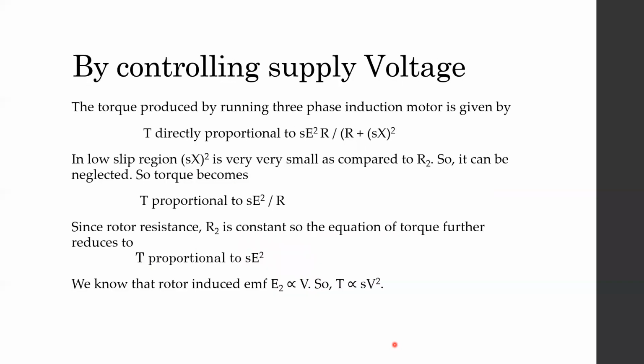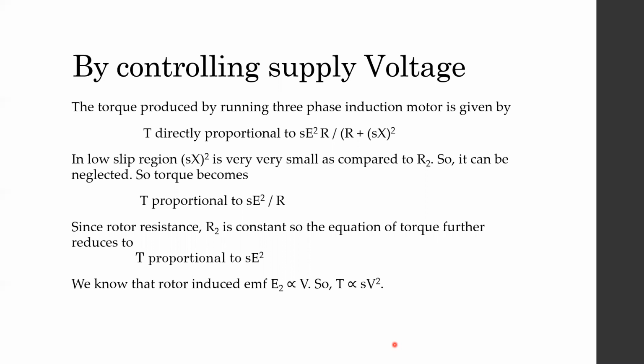By controlling the supply voltage, the torque produced by a running three-phase induction motor is given as follows. T is directly proportional to S E2 squared divided by R2 plus (S X2) squared. In the low slip region, (S X2) squared is very small compared to R2, so it can be neglected. So torque becomes T proportional to S E2 squared divided by R2. Since rotor resistance R2 is constant, the equation of torque further reduces to T proportional to S E2 squared.